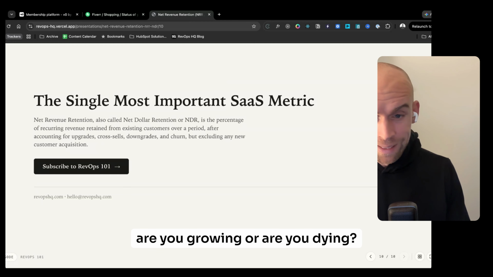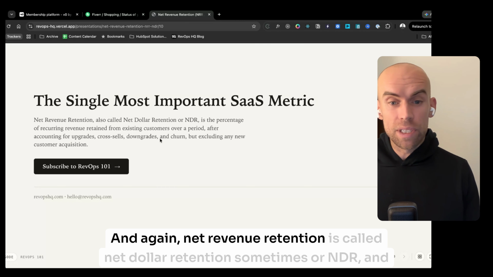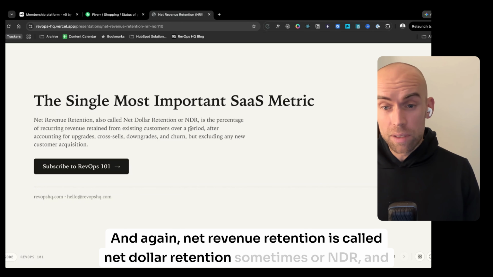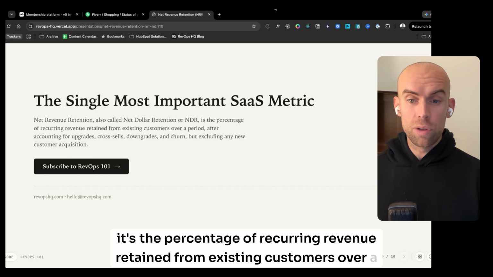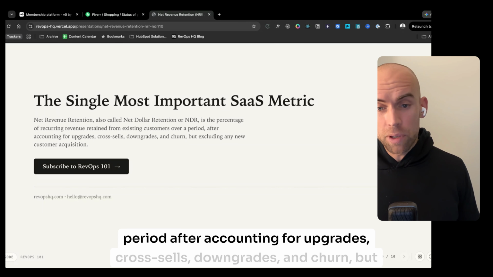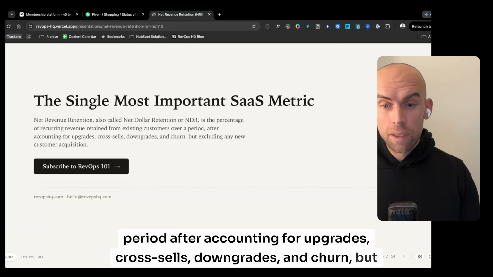are you dying? And again, net revenue retention is called net dollar retention sometimes, or NDR, and it's the percentage of recurring revenue retained from existing customers over a period after accounting for upgrades, cross-sells, downgrades, and churn, but excluding any new customer acquisition.